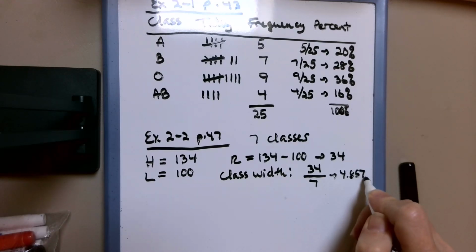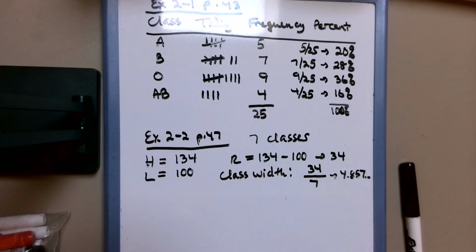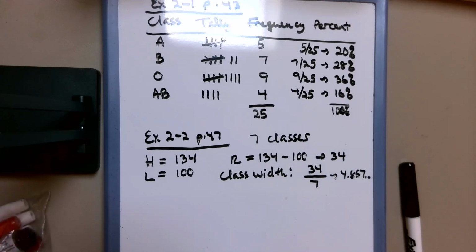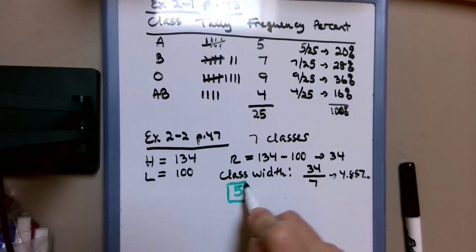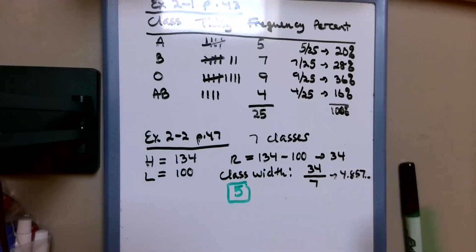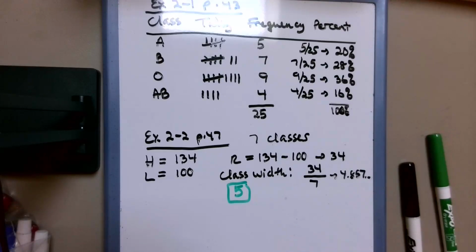It doesn't come out evenly. And so what they say here is for the class width, you always round up. So we're just going to round that up. So our class width, the magic number in this problem, is going to be 5, because even if it was 4.2, we would round up. So whatever this number turns out to be, you round up to the next whole number, okay?